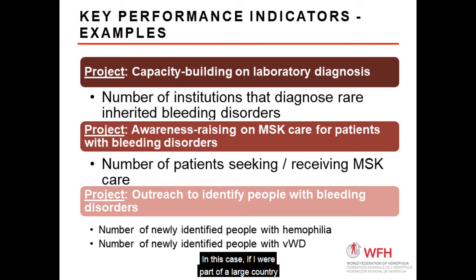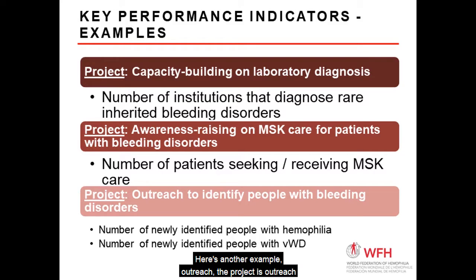In this case, if I were part of a country that had a large population, I may say that I want to increase patients getting care by 3%. That might be a big increase depending on your population. If you are in a country that has a low population and you know really probably you only have, say, 50 families affected, but you've only got 5 diagnosed, well, then maybe you're going to say, I want to have 5 additional patients get care. So those are the things that you have to consider.